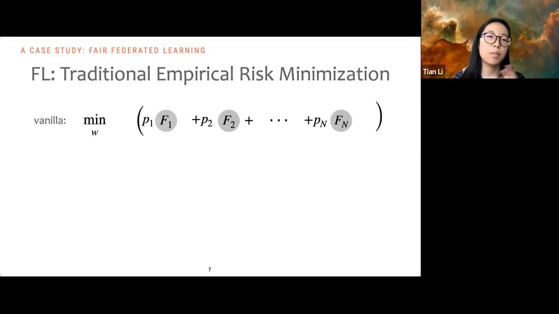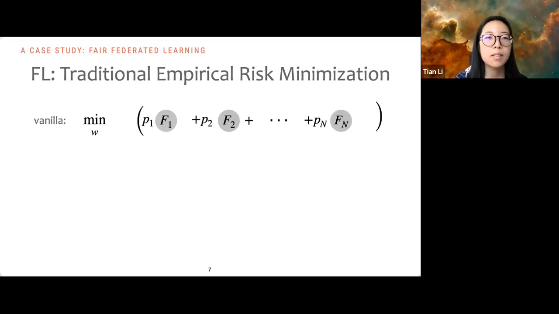So we want to train a model W to minimize the finite sum of the empirical losses across all the devices. Here F is the local empirical loss for each device, and we have N devices in total. And then p_k are some predefined constants for each device k. For example, that can be set to be the fraction of the number of local samples on that device.